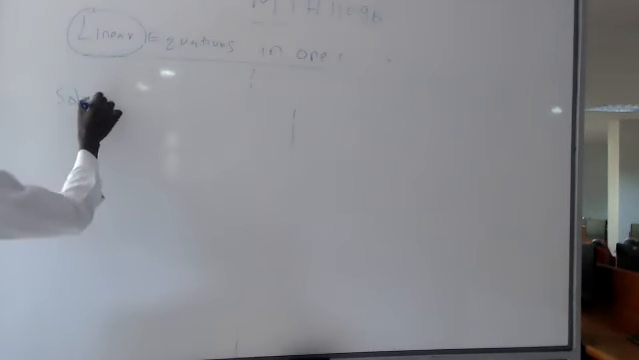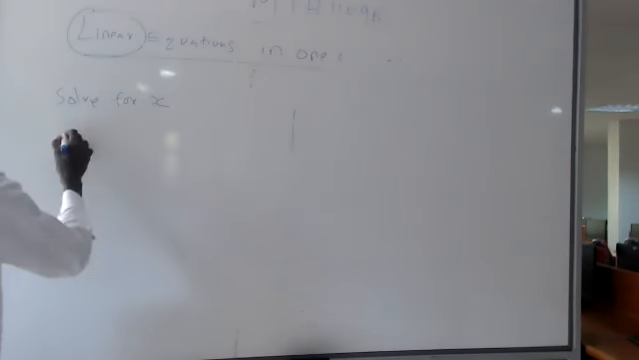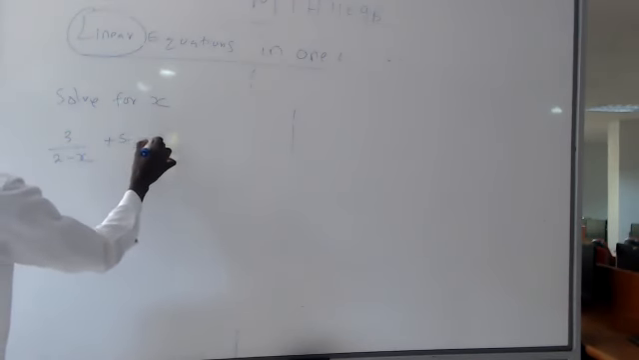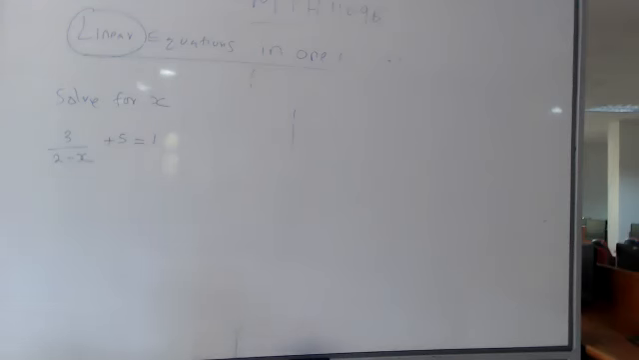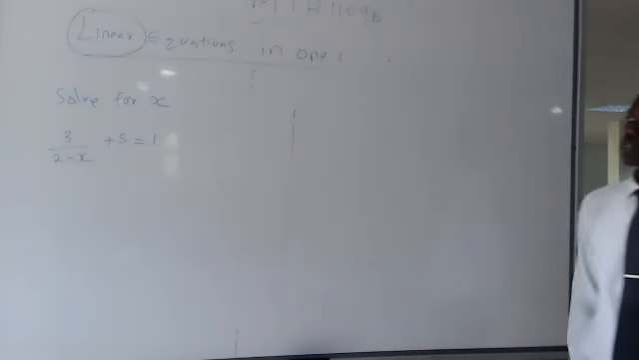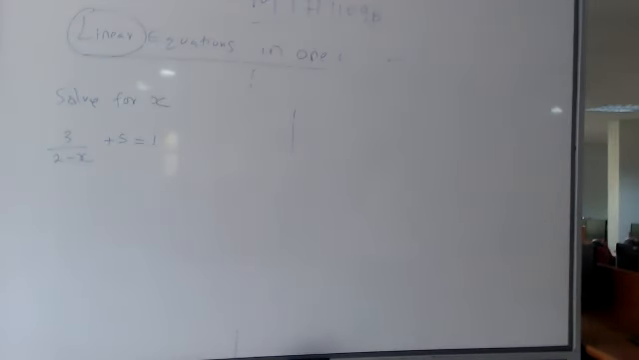Before that, when someone solves for x: 3 divided by 2 minus x plus 5 is 1. How would you proceed? Given 3 divided by 2 minus x plus 5 is equal to 1, solve for x. Sir, would you have to find the LCM of the denominators? Yes, find the LCM of the denominators.